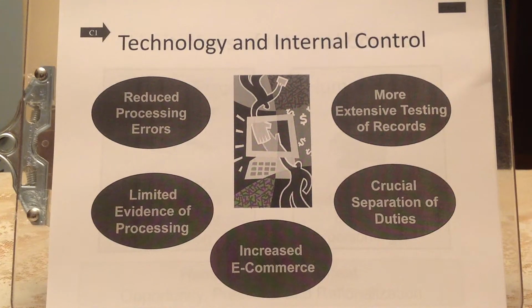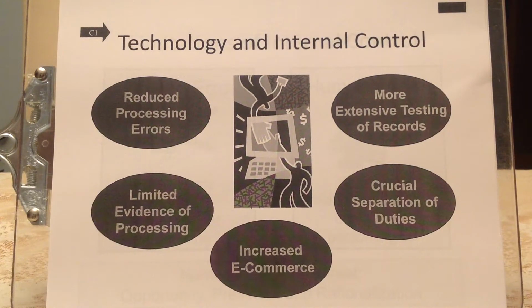With computers, it has made some of the internal controls a little bit harder and other internal controls quite easy. So technology and internal control work together to reduce processing errors. That means you're not going to have as many manual errors as you had in the past, because the checks and balances are there.